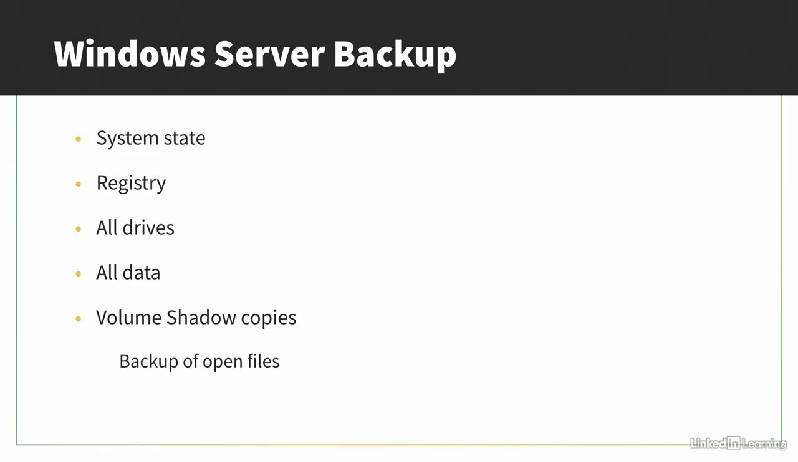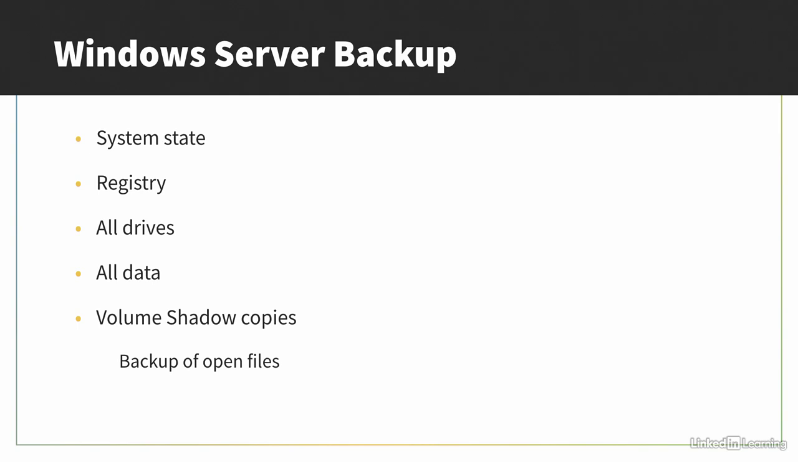So if you didn't have volume shadow, then you wouldn't be able to back up open files because they are in use. And of course, a lot of files are being used, even if the users themselves don't have them open. You have the operating system that's using a lot of files within the Windows folder, for example.